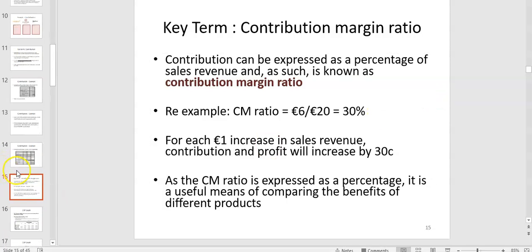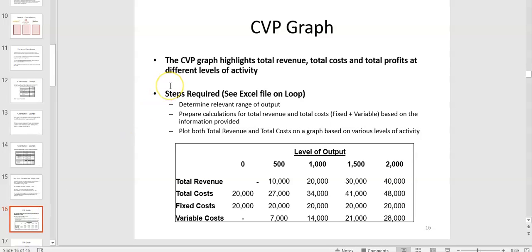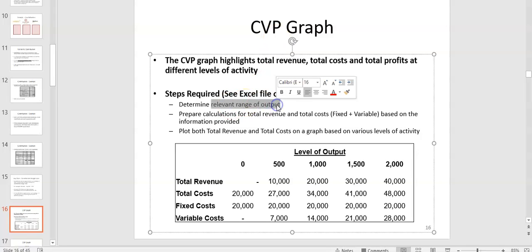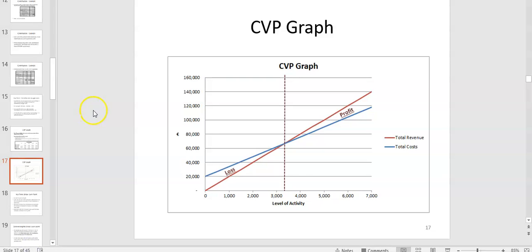All right, so that's going back to margin and markup again. The nice thing about a CVP is you can actually use Excel now and graph it out. So within a certain relevant range of output, where these assumptions hold, you can take each level of output and say, well, what is the total revenue? What are the total costs? And graph it out. And that's what I've given you in an Excel file, and that is up on Loop.